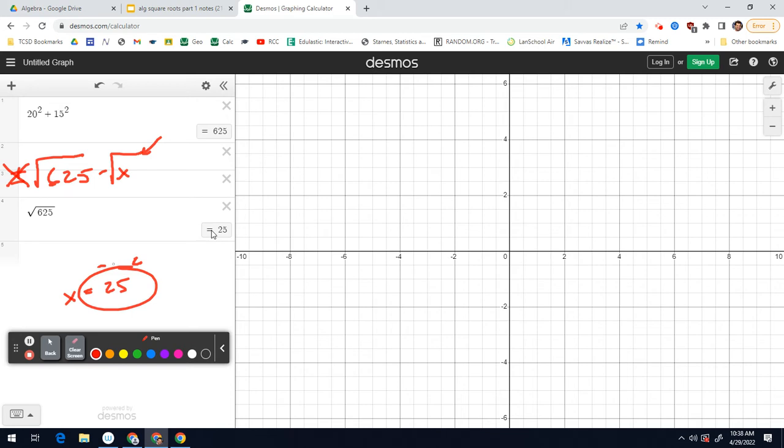So we will do some Pythagorean theorem in this lesson and the next lesson because it's a good application of squares and square roots.